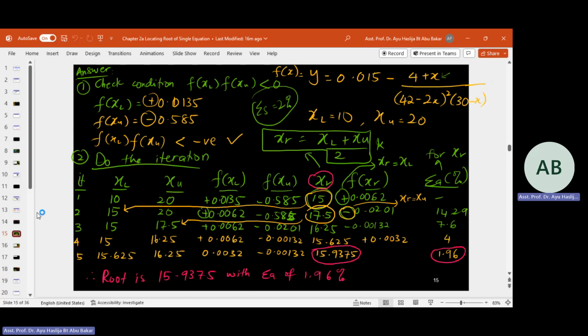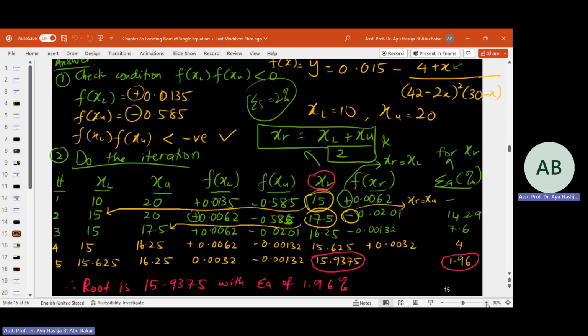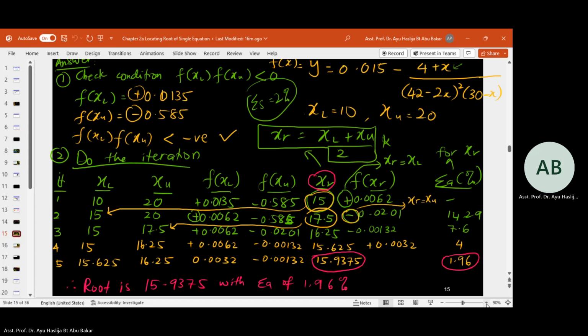Okay, so I want to recall a bit on the bisection method from our last class, since some of you are still confused on how to replace the XL and XU.